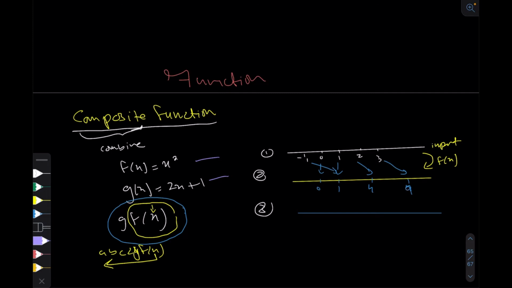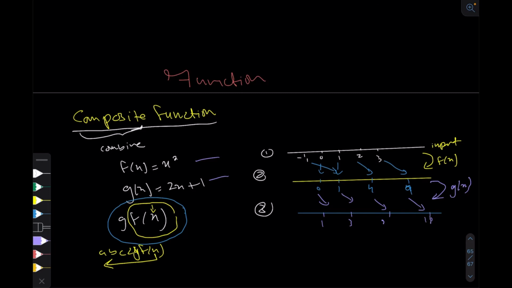Right. Now that you have these values, what is happening to them is now you take these values and you plug it into g of x, right? So g of x is 2x plus 1. If you plug in 0, you get 1. If you plug in 1, you get 3. If you plug in 4, you get 4 times 2 is 8 plus 1, 9. If you plug in 9, you get 9 times 2 is 18 plus 1, you get 19, right?